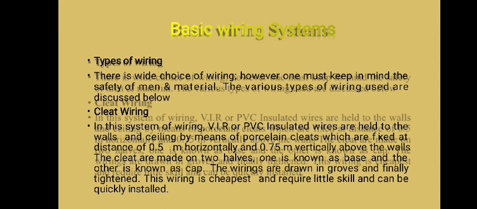Cleat wiring. In this system of wiring, VIR or PVC insulated wires are held to the walls and ceiling by means of porcelain cleats, which are fixed at a distance of 0.5 meter horizontally and 0.75 meter vertically. Above the walls, the cleats are made of two halves. One is known as the base and the other is known as the top. The wires are drawn into grooves and finally tightened. This wiring is cheapest, requires little skill, and can be quickly installed.